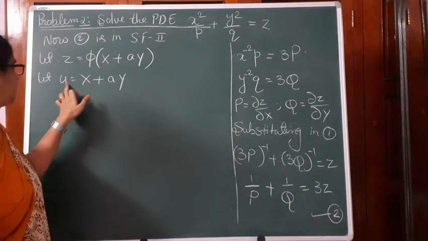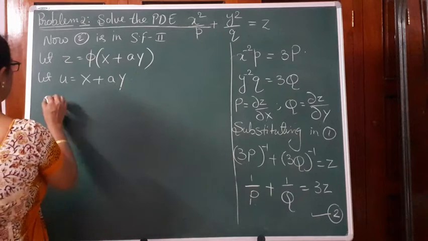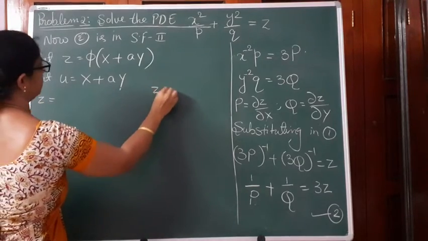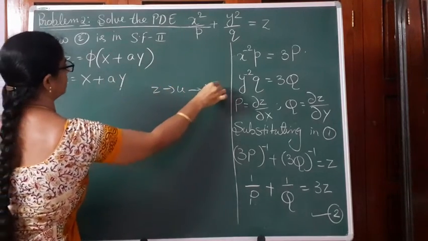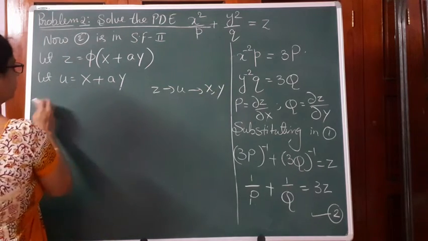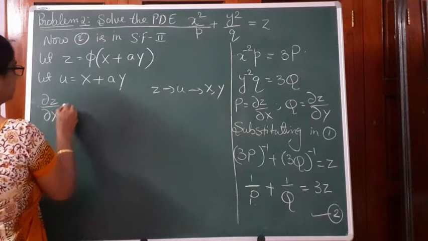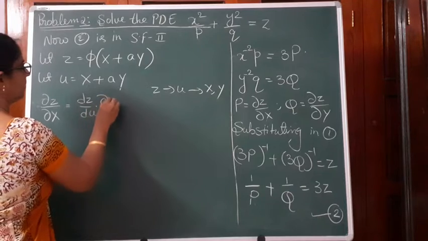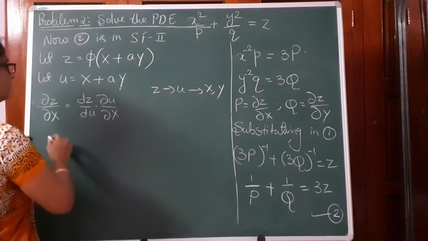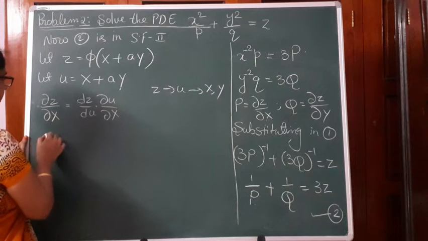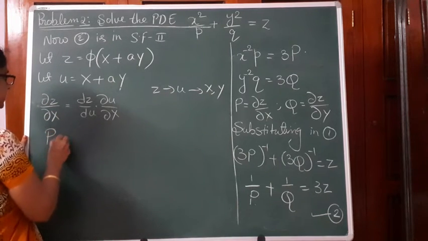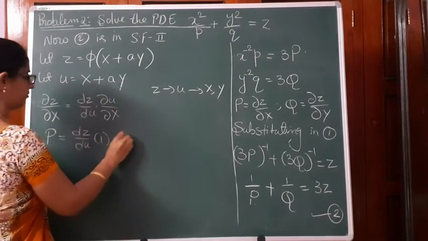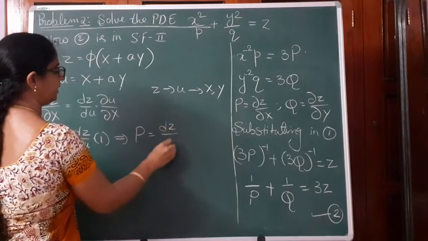Now if we partially differentiate u with respect to x, we get dou u by, sorry, if we take z is a function of u and u is a function of X and Y, therefore we get dou z by dou capital X is equal to dz by du into dou u by dou X. But dou z by dou capital X, we call it as capital P, is equal to dz by du into dou u by dou X. Dou u by dou X is 1. Therefore, capital P is equal to dz by du.